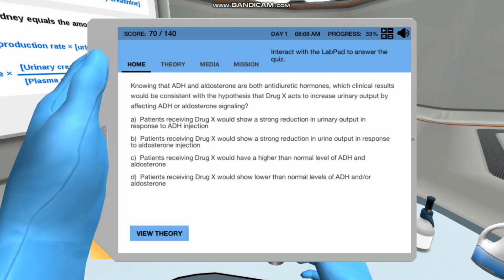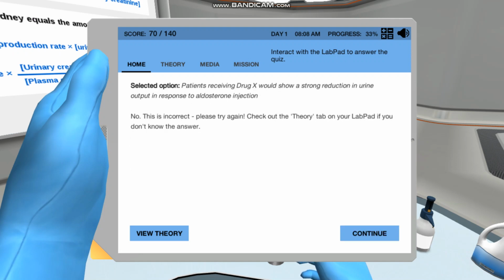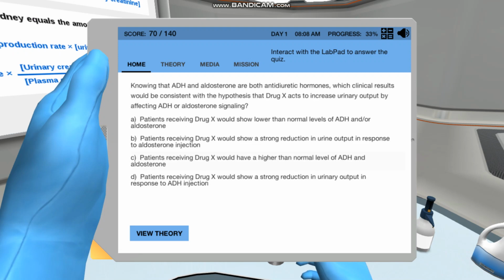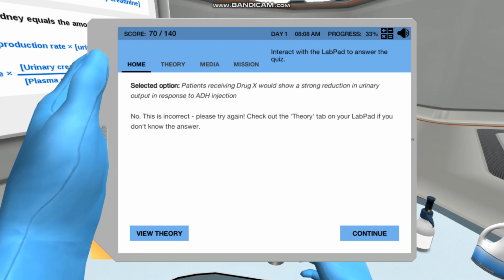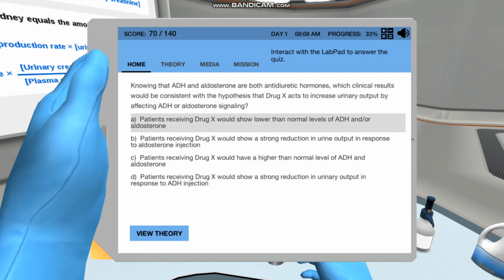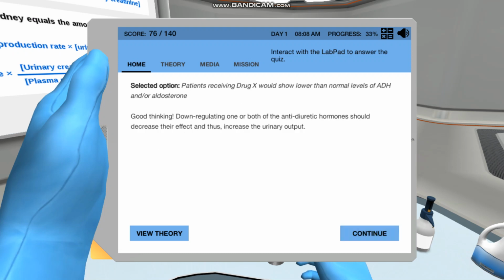Knowing that ADH and aldosterone are both antidiuretic hormones, which clinical results would be consistent with the hypothesis that drug X acts to increase urinary output by affecting ADH or aldosterone signaling? No, this is incorrect. No, this is incorrect. Good thinking. Downregulating one or both of the antidiuretic hormones should decrease their effect and thus, increase the urinary output.